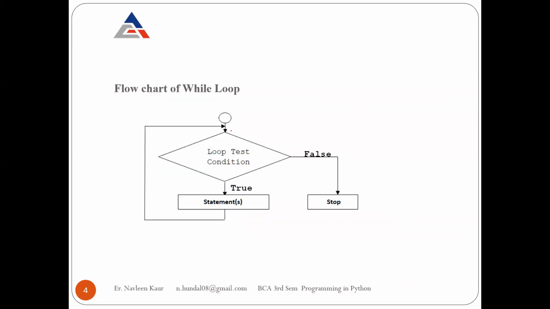So this is a flow chart of your while loop. Your loop will work on the basis of only your test condition. So there is a test condition here. It is checked every time, and the output can be either true or false. If while checking the test condition the output is true, it means the statements will run.